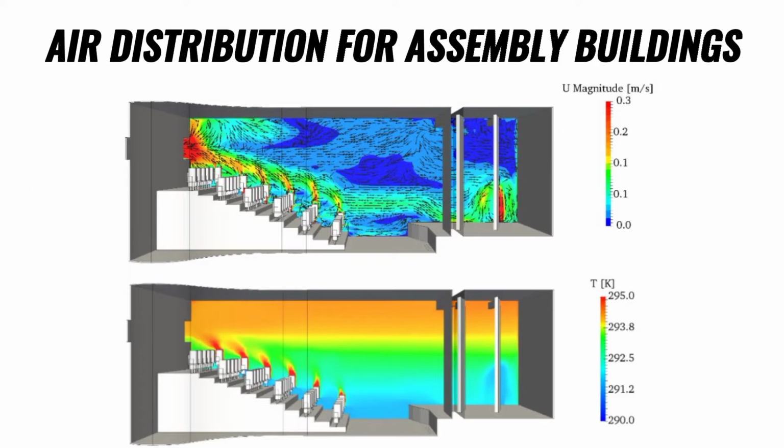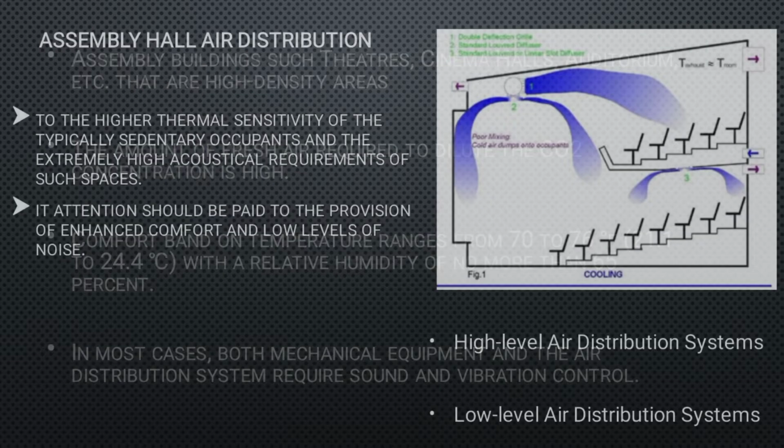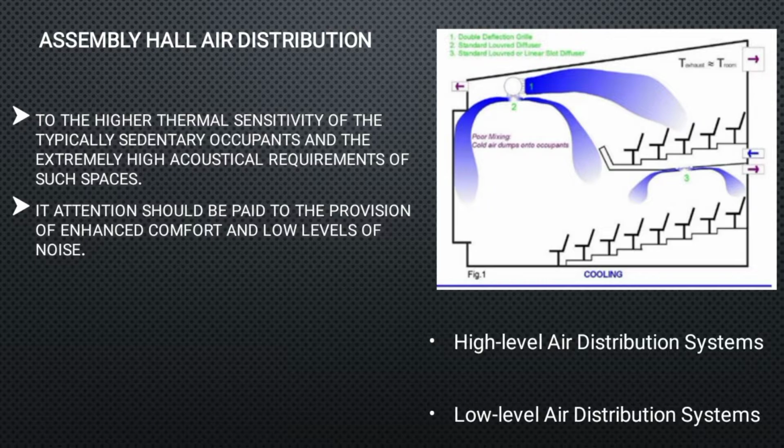The air distribution for assembly buildings. The design of HVAC systems for assembly buildings requires that specific requirements be fulfilled. Due to the higher temperature sensitivity of the normally sedentary occupants and the extremely high acoustical needs of such areas, special attention should be paid to providing better comfort and low levels of noise.